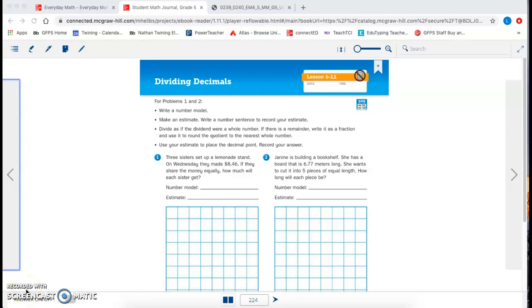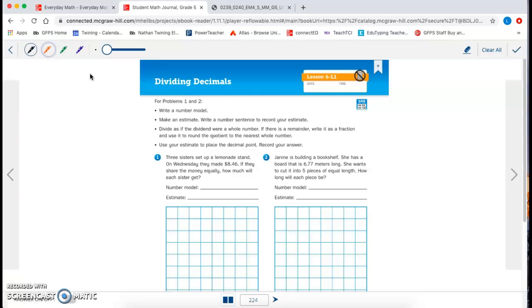Hey, fifth grade. We're going to do a little more work with dividing decimals. We're going to be using the strategy today where we're turning the numbers with decimals into whole numbers, and then using our estimate to look at where to put our decimal. So let's go over the first problem together. Everyone make sure you're on page 224, and we'll get going.